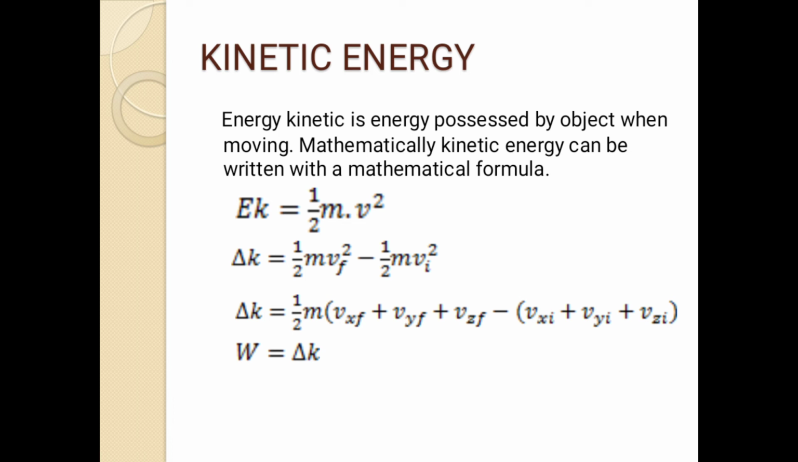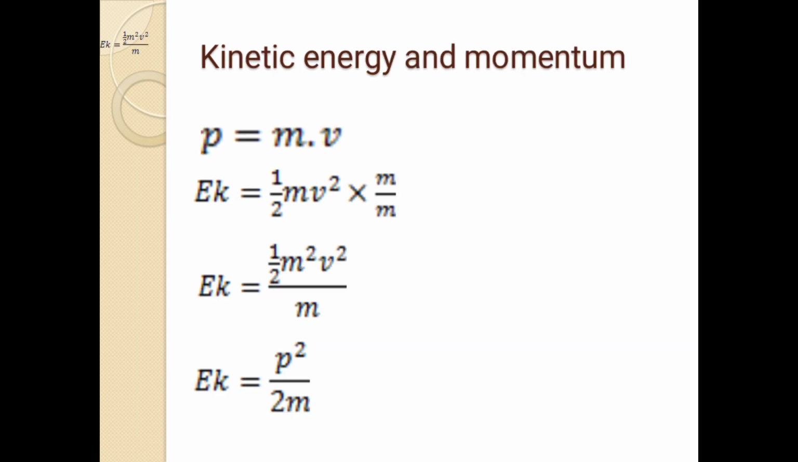So the kinetic energy and work relationship: this work equals delta K. And kinetic energy and momentum. This is momentum P, this is the mass of the object and the velocity of the object. So P, or momentum, equals mass times velocity.